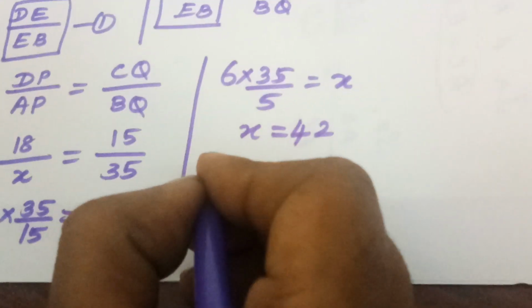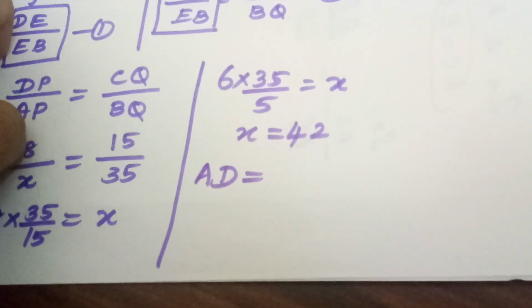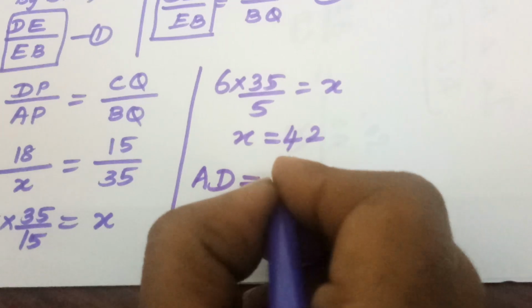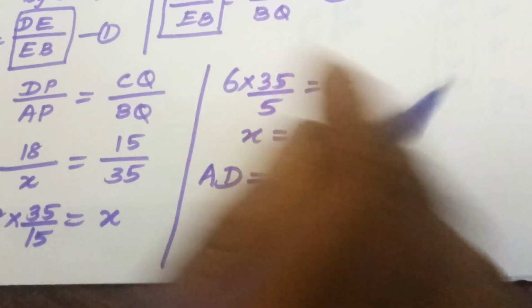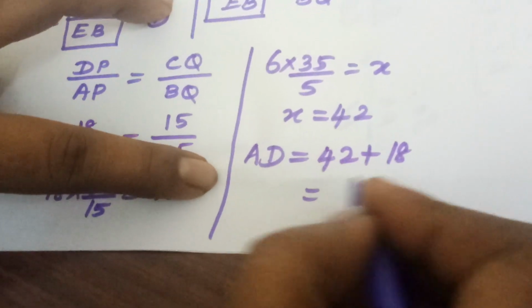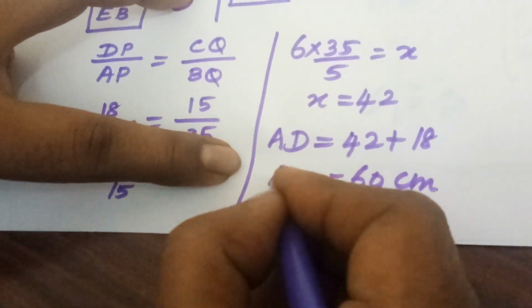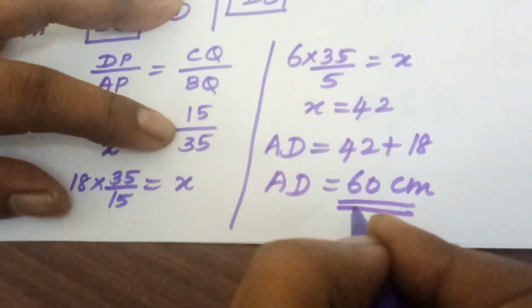We have to find the length of AD. AD is nothing but X plus PD. So X is 42 plus PD is 18. So AD is equal to, adding, we get 60 centimeter. So AD has got to be 60 centimeter.